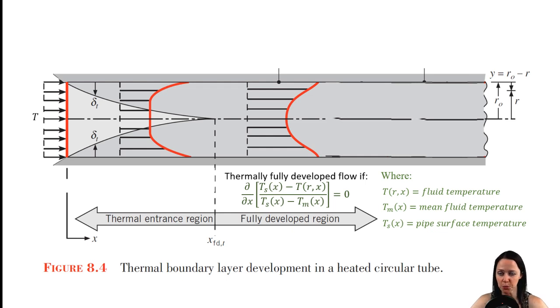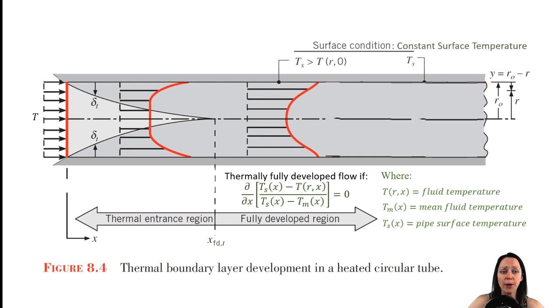Exactly what that temperature profile will look like will depend on the condition at the surface of the pipe. We'll consider two cases, constant surface temperature and constant heat flux, which will result in different temperature profiles. So here we have the case of a constant surface temperature. Keep in mind that unlike the velocity profile in fully developed flow, the temperature profile will most certainly be a function of X. So in this case, we have a constant surface temperature along the pipe.